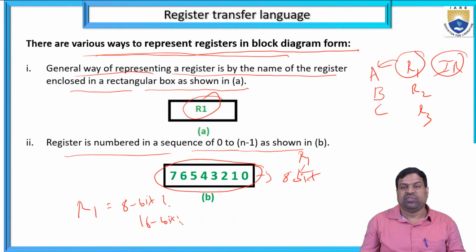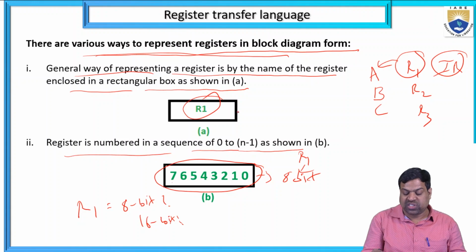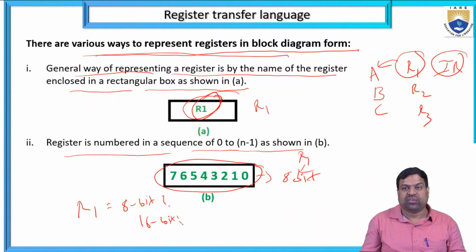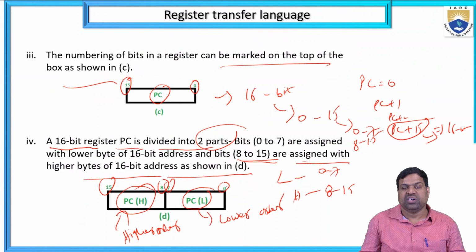And there are various types of representations. Suppose I am taking a register R1. Here I am taking 0 to 7, which means it is an 8-bit register. Symbolically I am showing it is an 8-bit register. Here I am taking 16-bit. How can I know? 0 to 15, that means 16-bit. That is the program counter representation.